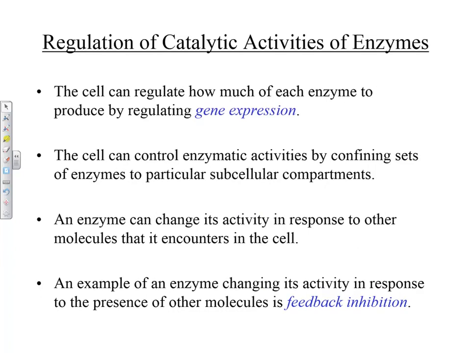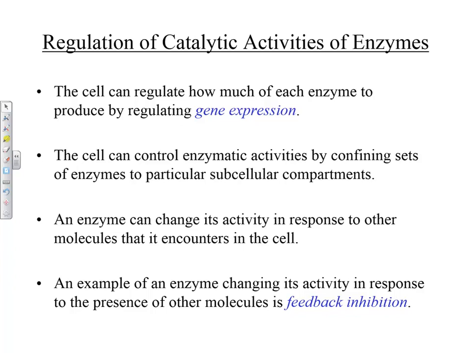Now the cell can regulate how much of each enzyme to produce by regulating gene expression, right? We haven't gotten to that as yet, but gene expression means the activity of a gene, because the genes code for proteins. I'll show that to you later. The gene is a stretch of DNA that codes for a protein. So a cell could regulate how much of each enzyme or each protein is being produced by controlling gene expression or the activity of genes. And we'll see how that is done in a later chapter.